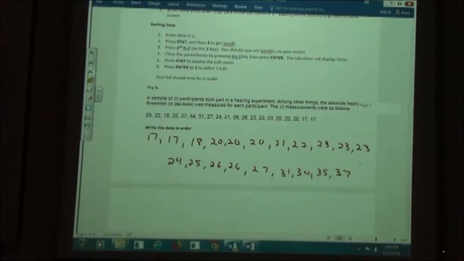Okay, so where do I go now? So, let's type those in. So, 25, 22, and enter. 22, 18, 35, 37, 34, 31, 27, 24, 21, 26, 26 again, 3 23s, 3 20s, and 2 17s.